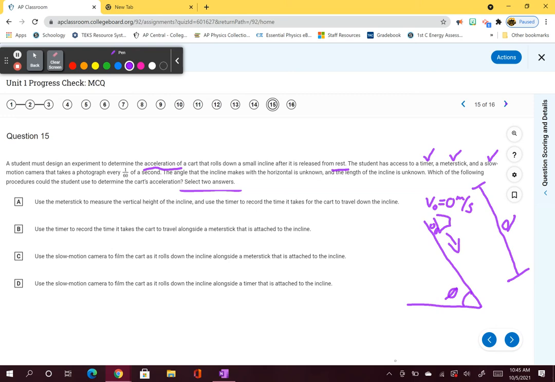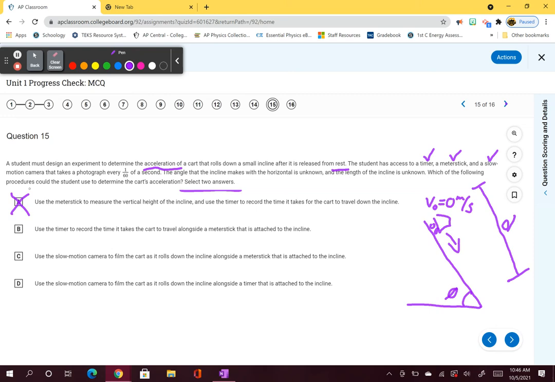Use a meter stick to measure the vertical height of the incline and use the timer to record the time it takes for the cart to travel down the incline. So the height can't be useful because we don't have the angle. Measuring the height doesn't help us to know how far it's going to go because we can't sit there and do trig or anything to figure that out. So measuring the height doesn't help. So, nope.